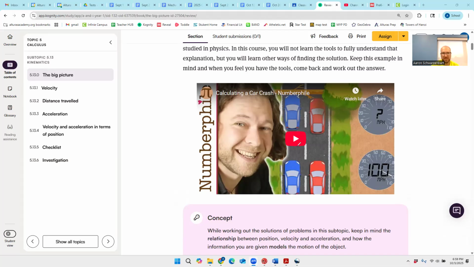Okay, this is a look at the relationships of velocity, distance, and acceleration. Calculating a car crash. Okay, please watch that video. Pause this one, watch that one.